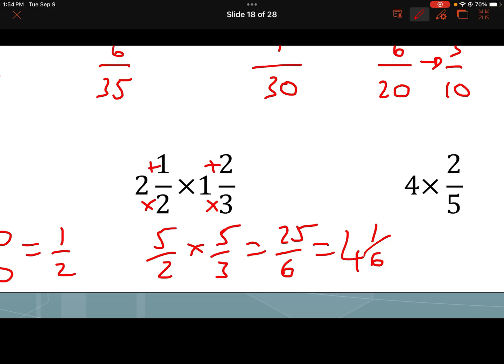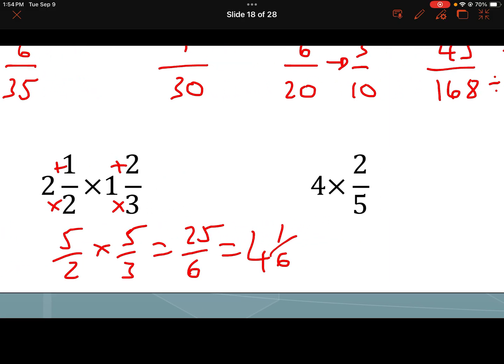And in general, we should. If it starts off as a mixed, it should end off as mixed. But you won't lose marks in grade 9, probably. Well, me anyway, you won't.